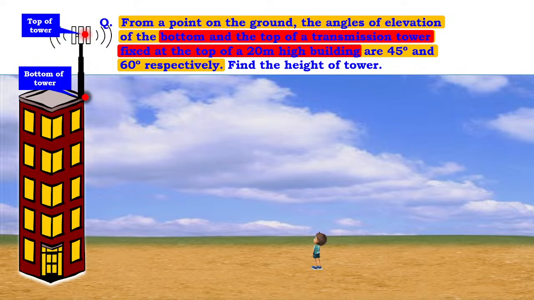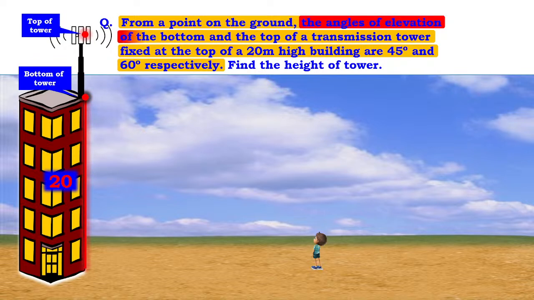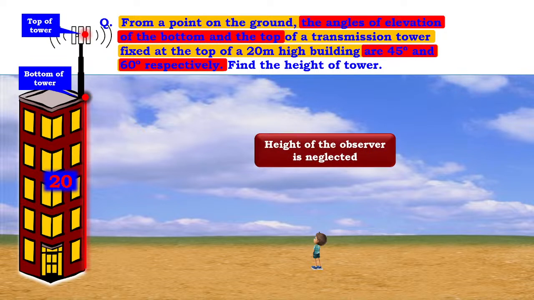And it is fixed at the top of a 20-meter high building. So what is the height of the building they have given? So it's easy now. Already the height of the building is given. So now the angles of elevation at the bottom we have. I'm going to draw it now. The height of the observer is neglected. I told you, you do not have to consider its height, so I took this point, and from this point to the bottom, this line becomes my line of sight, and I will draw a line at ground level.